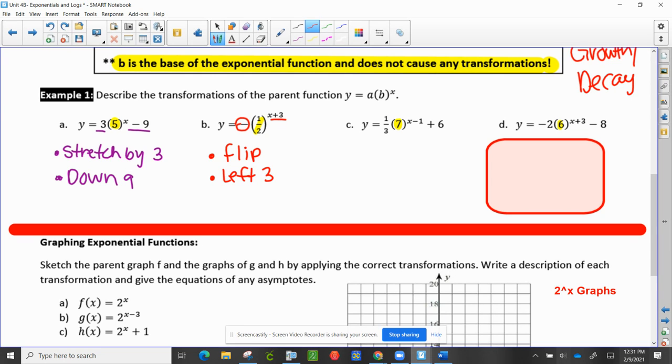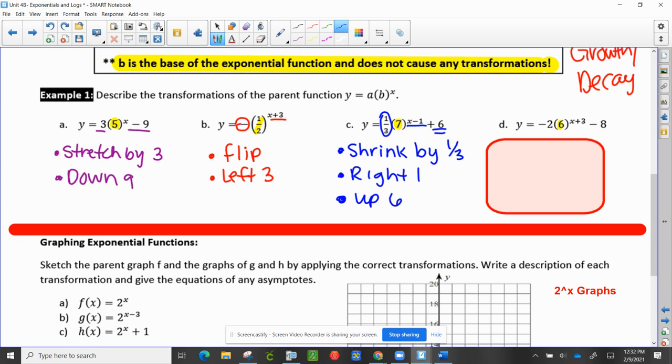Let's look at C. Again, 7 is the base, not a transformation. So we have to look at what the 1/3 does, the -1, and the +6. The 1/3 is a coefficient, and it's less than 1, so it's going to shrink the graph by 1/3. The -1 in the exponent spot is going to shift the graph to the right. And then the +6 outside is going to move it up. So: shrinks, right 1, up 6.